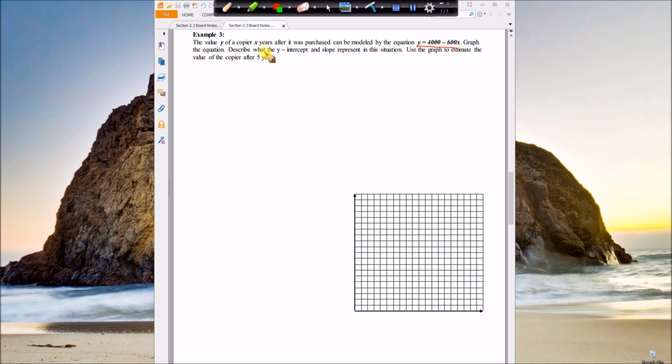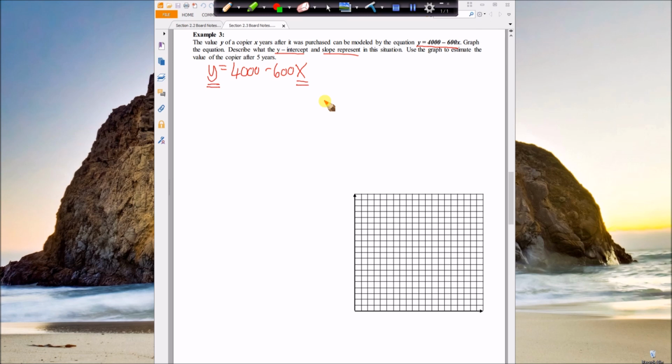Graph the equation, describe what the y-intercept and slope represent, and use the graph to estimate the value of the copier after 5 years. Okay, three things there. Let's do the first thing. So let's look at the function y equals 4,000 minus 600x. The value of the copier is y, and x is the number of years after it was purchased. Interesting to think about what 4,000 would mean and what the slope would mean. Okay, that's what they say, describe the y-intercept and the slope. So let's graph it first and then we can look at that.